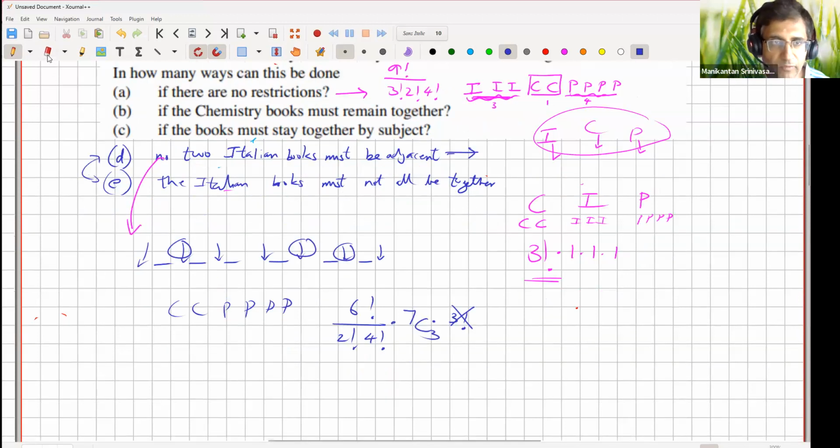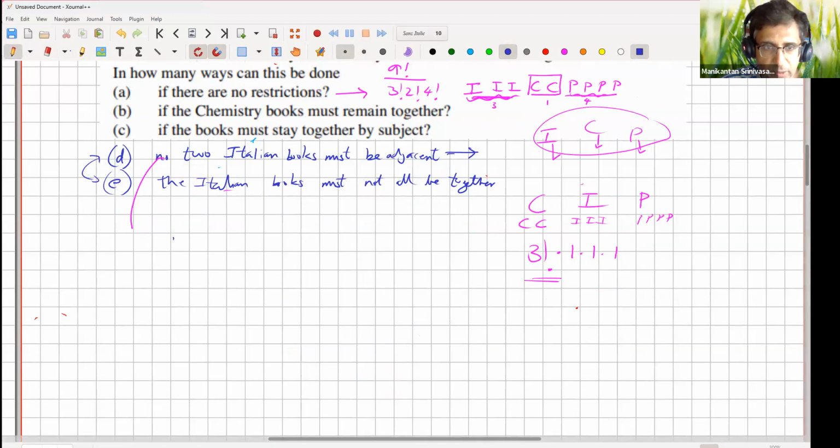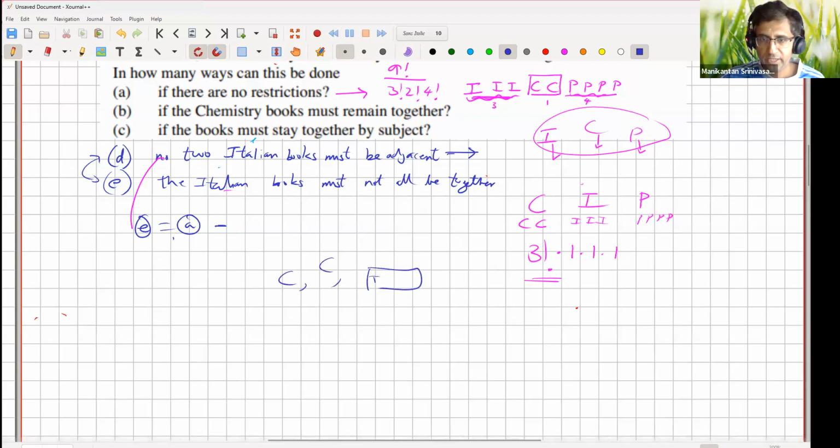So we'll do the same way. We'll do the part A. I'll erase this. For the part E, it is part A minus the cases where the Italian books are forced to be together, right? So we have a couple of C's. We have the group of 3 Italians here, right? And then we have the P, P, P, and P, right? So there are a total of, no, 7 entities, sorry. The 2 chemistry, the 4 physics, and the block of Italian, right?